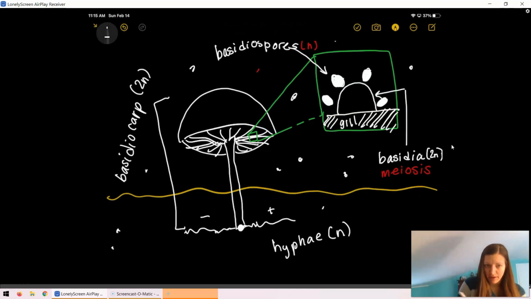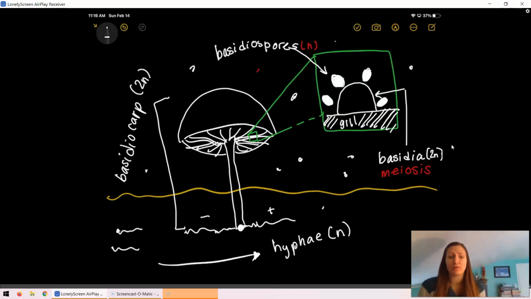And I'll start over in the bottom left corner. If conditions are right, there's enough moisture, there's enough nutrients, some of the spores are going to start growing. And again, just growing. They're not meeting with anything else. They're not fusing. They're not splitting. They're just growing. So if you have haploid spores, they're going to be growing into this haploid hyphae. Now our cycle can repeat itself.